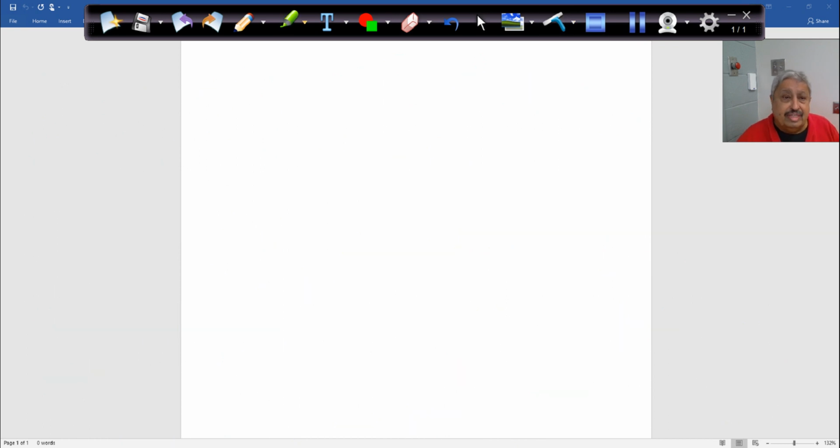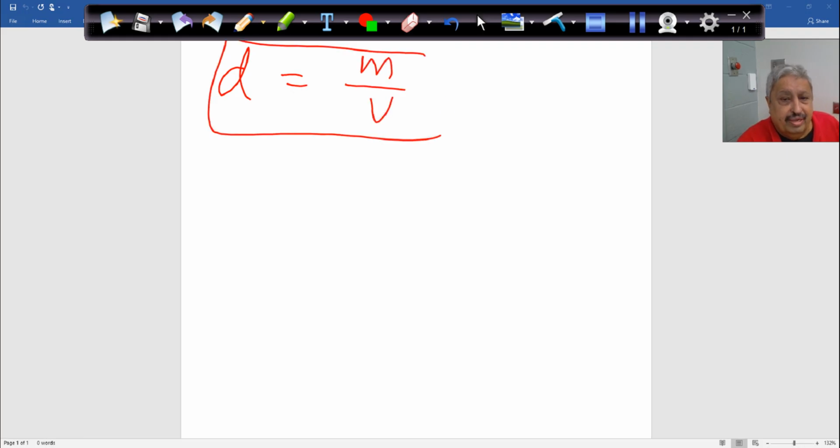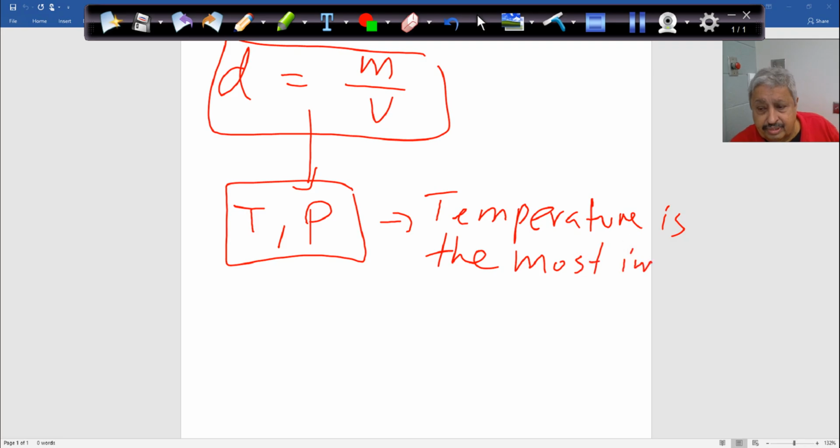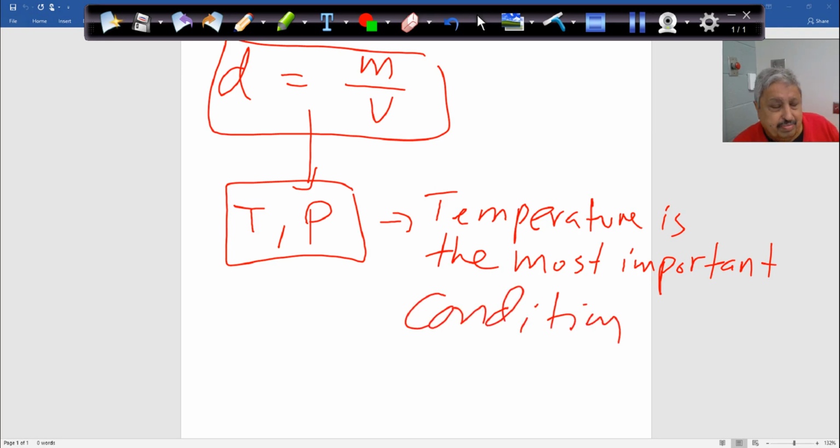So I'm taking this one out and look at the density, which is dependent on temperature and pressure. So density D, now I just equal mass over the volume, and the dependence is always temperature and pressure. Well, it turns out to be the temperature is the most important condition. That's because the atmospheric pressure or the pressure is hardly changed like the temperature, correct? So temperature is the most important condition, correct?